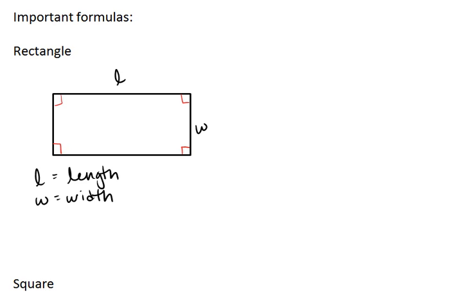Now we'll talk about some important formulas involving circumference, perimeter, and area. Make sure that you take notes on these. The first shape we'll look at is a rectangle.